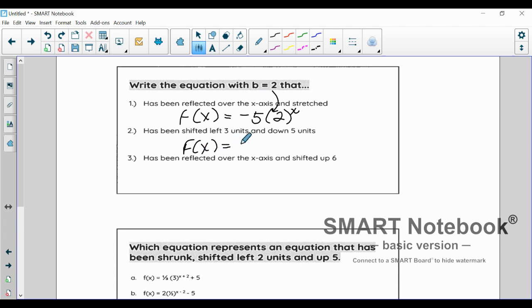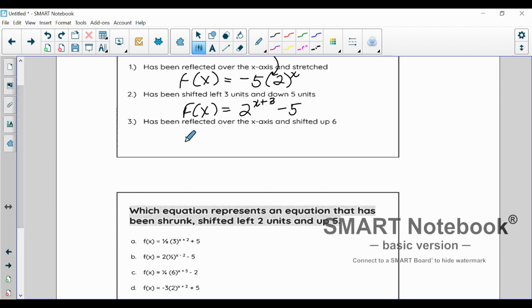This one wants us to go left. So we're going to do +3 next to x and down 5, which is going to be a -5. And then if we reflect over the x-axis, A needs to be negative. So the number in front is negative. And it's shifted up 6, so we have +6 at the end. So up and down is controlled by the number at the end. Left and right is controlled in the exponent next to x. And the number in front of the base controls stretching and shrinking and reflecting.